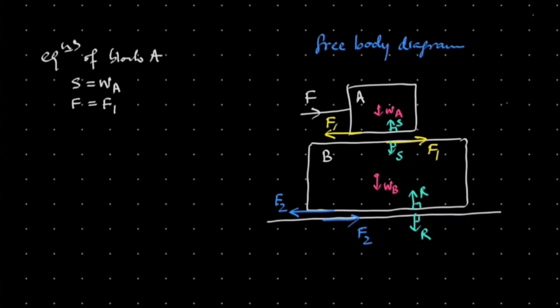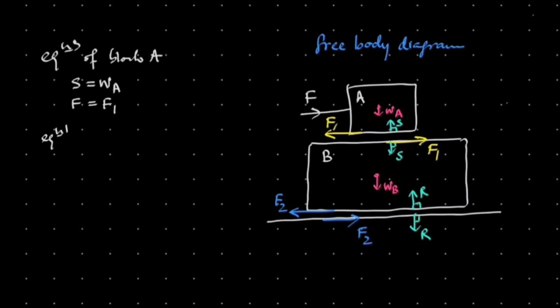So in any direction, the forces should be balanced. But here, all the forces are either horizontal or vertical. I separately consider the vertical equilibrium and horizontal equilibrium because the vertical forces have nothing to do with the horizontal forces. Horizontal forces have nothing to do with the vertical forces. They don't create any components.